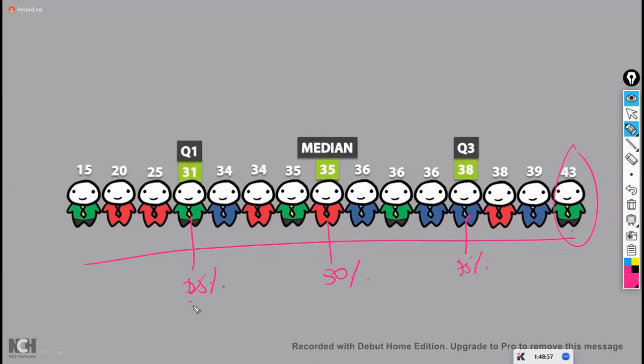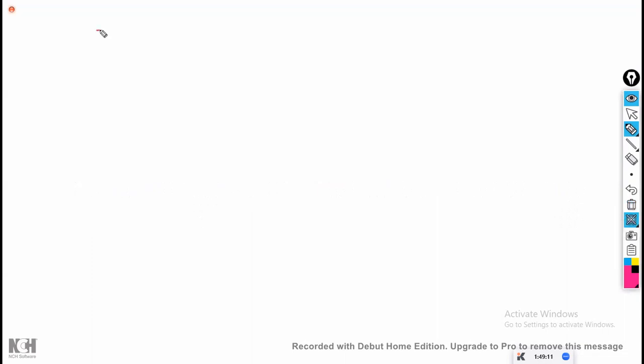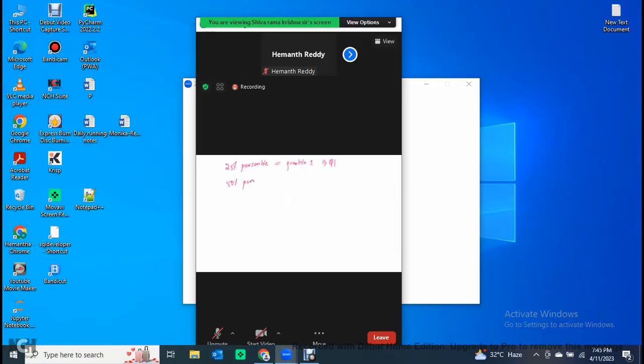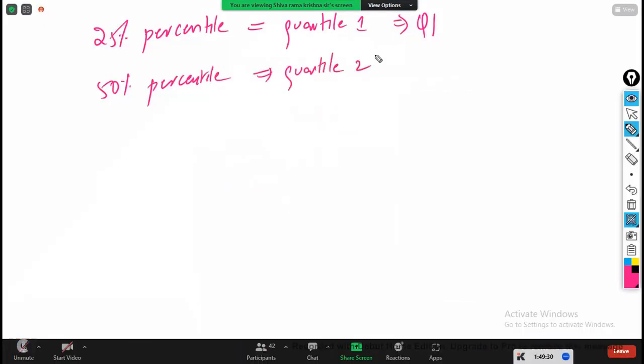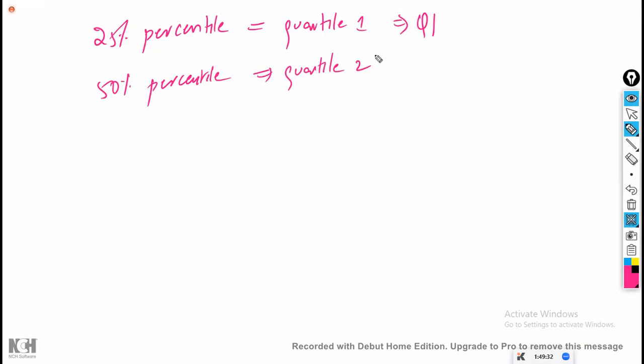Why are you selecting 25 percentile only, sir? 26 or 27, you can select anything, right? Why are you selecting only 25? 25 percentile is called a quartile. 25 percentile is called quartile 1, which is also represented by Q1. 50 percentile is called quartile 2. Quartile 2 means 2 quarters are completed.